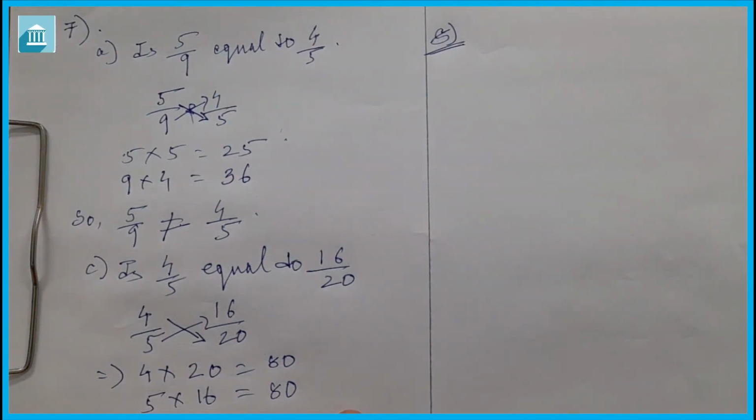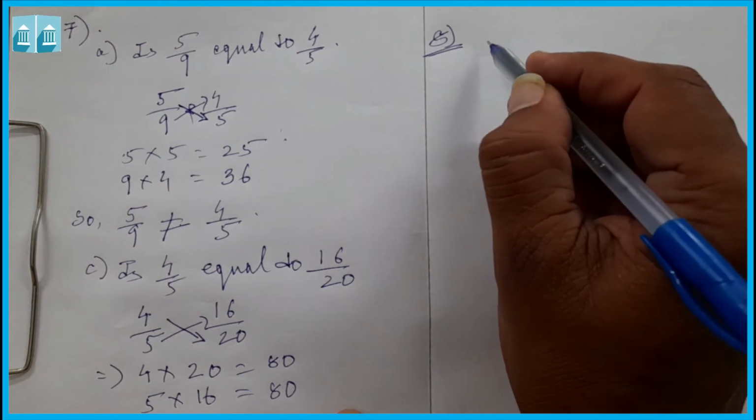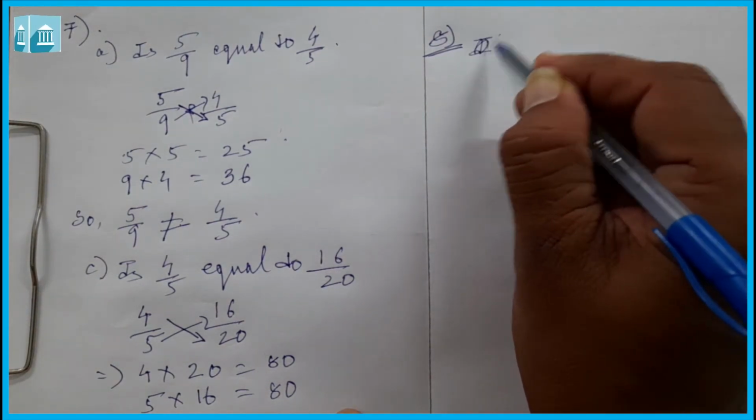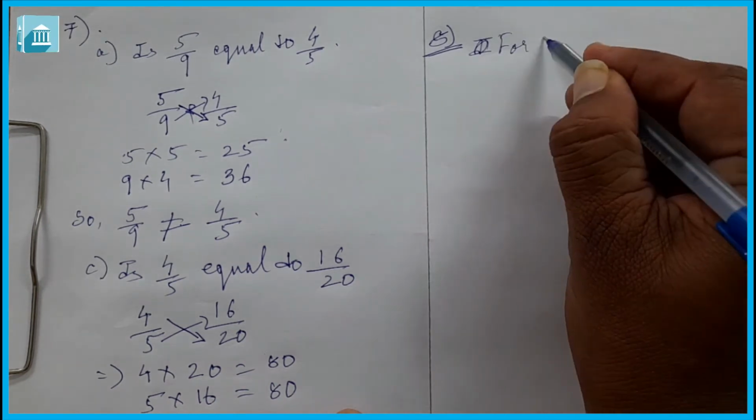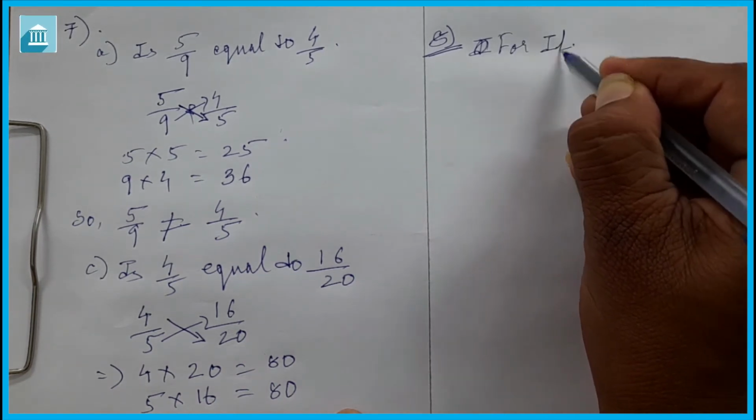Ela read 25 pages of a book containing 100 pages. Lalita read 2 by 5 of the same book. Who read less? So first we have to find out for Ela.